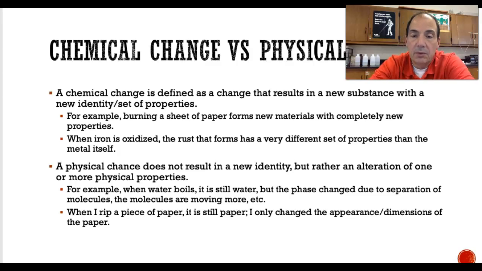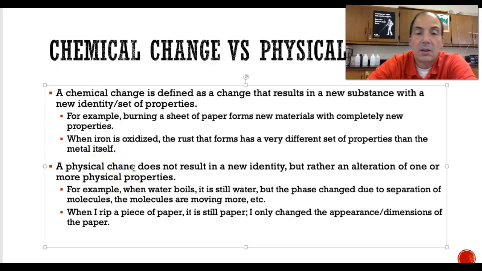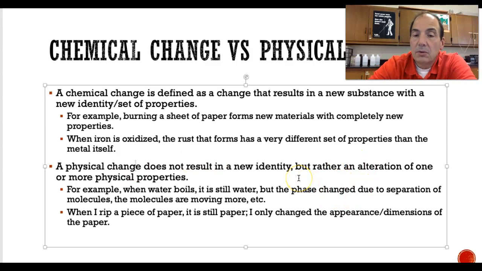By contrast, a physical change, not chance, physical change does not result in a new identity, but an alteration of one or more properties. So going back to my example about paper, if I rip a paper in half, I've changed the appearance of the paper, but it's still paper. That is a physical change. If I boil water, it's still H2O. I have not changed that. That is a physical change.